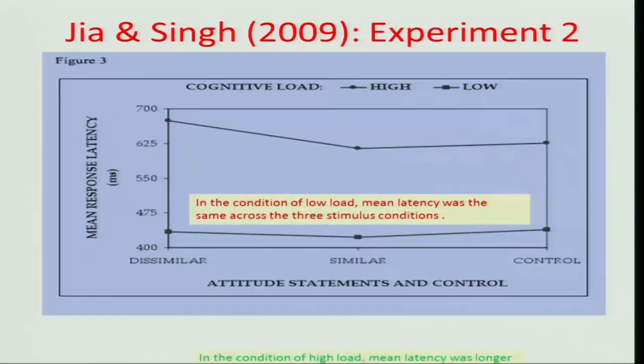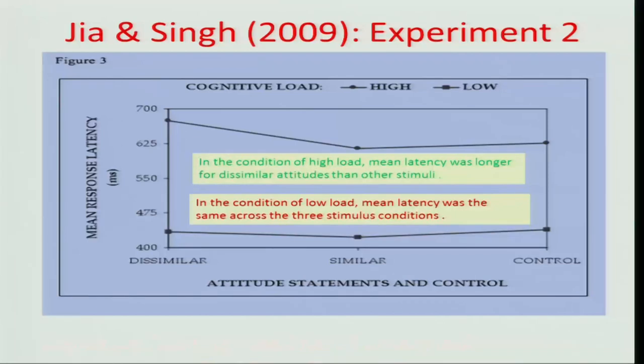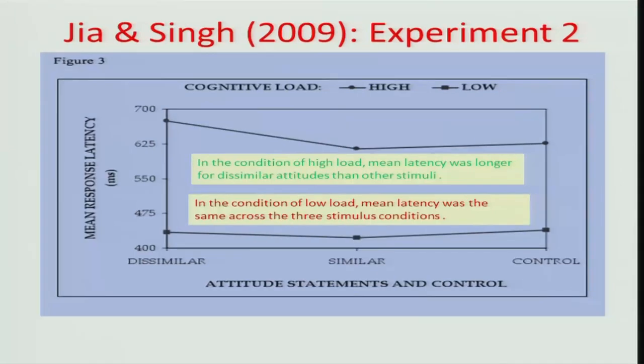So you see, in the condition of low cognitive load, which means high cognitive resources, responding is again faster, and there is no effect whether they saw similar attitudes, dissimilar attitudes or a control. In contrast, at the higher load, when they had to count backward by 7 from 938, meaning your cognitive resources are loaded, like multitasking, responding became slower in detecting the tone, and dissimilar took longer than the other two conditions. The only discrepancy we got is that there is no difference between similar and control here.